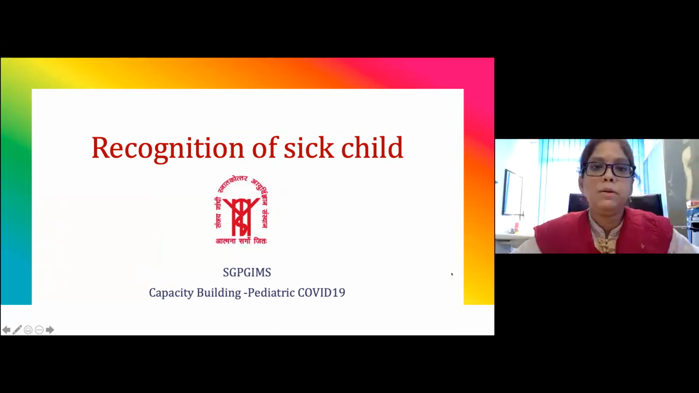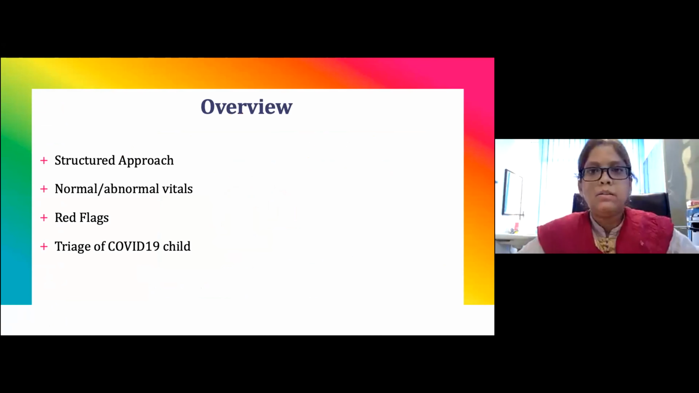So the first talk will be about how to recognize a sick child presenting in the T3 area. Mainly this is because we are talking about the anticipated third wave of COVID-19. So how to identify such a sick child. I'll be covering my talk under the following headings. I'll be telling about the structured approach that we use, and I think many of the residents will be familiar with this approach. Then what are abnormal vitals among children, some of the red signs and red flags, and then followed by a chart about triage of a COVID-19 child.